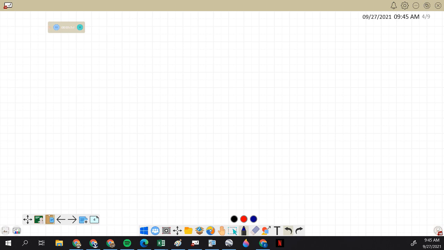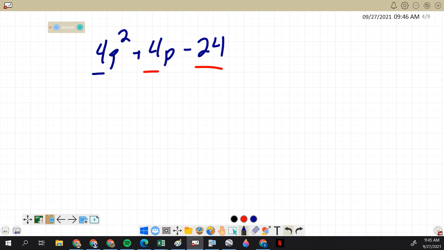So 13 says 4p squared plus 4p minus 24. And everything shares a 4. So I'm going to take that 4 out. And if I take out a 4, what's left? P squared plus p minus 6. Do I need that 4? It depends.